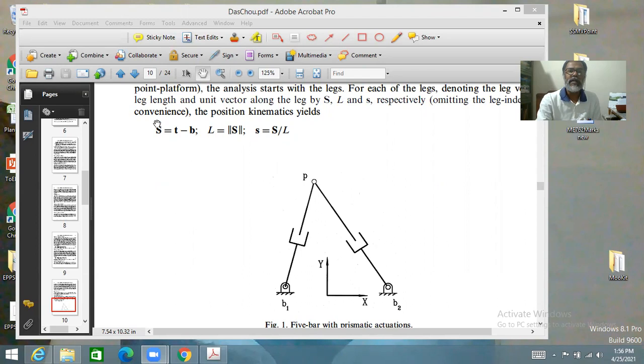This is a leg vector, and the leg length is its magnitude, and the unit vector along the direction of leg is this, right? Now we can differentiate any of these. We can differentiate this and then get L dot, and from here, if we want, we can get S dot also, but normally we don't want that most of the time.